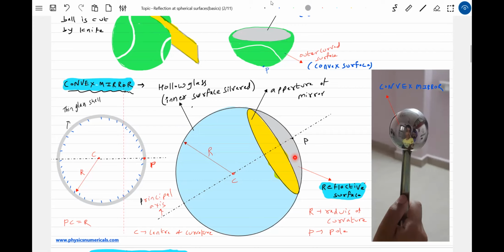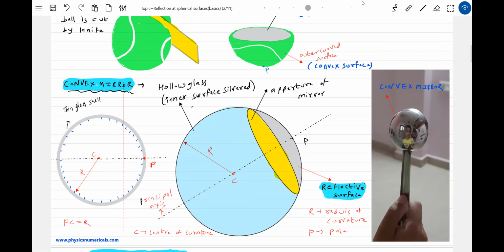So this particular structure now will become a convex mirror. This will be the reflecting surface. The outer surface will be available for reflection. This is what we call the aperture of the mirror. Later on we'll discuss in detail. This is called the radius of curvature. This is called the principal axis. What is the principal axis? The line joining the center of curvature to the pole.